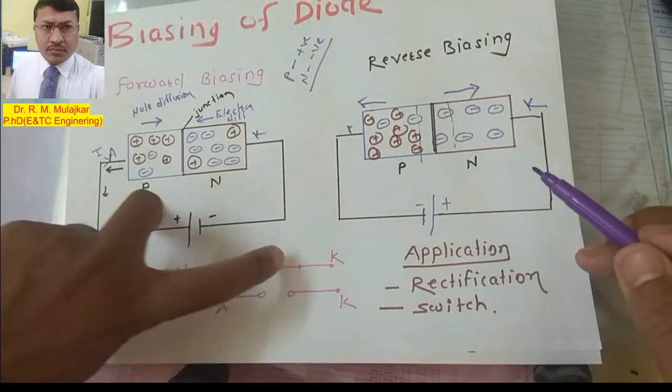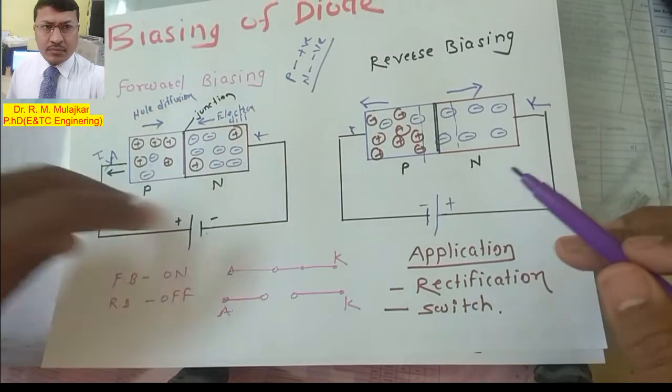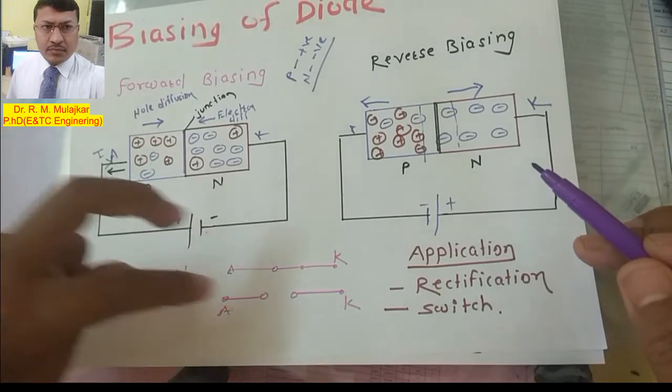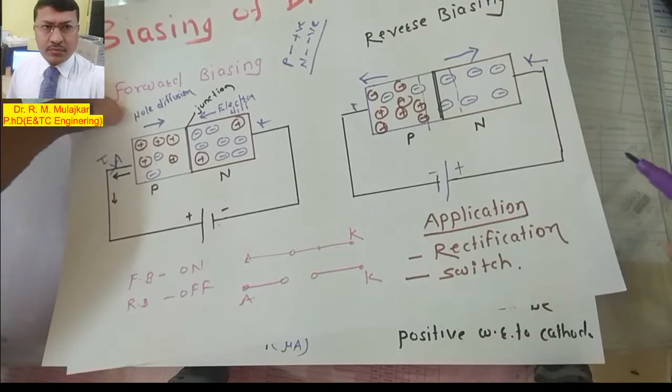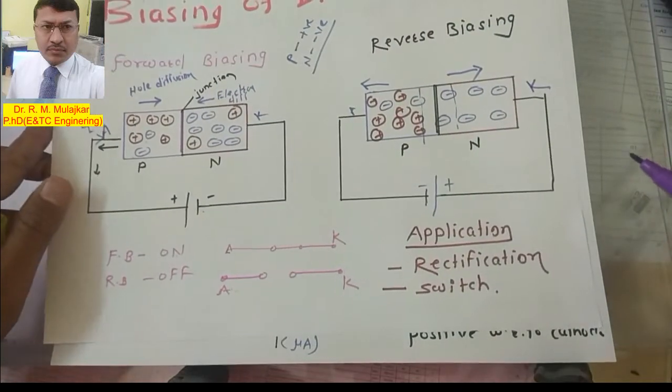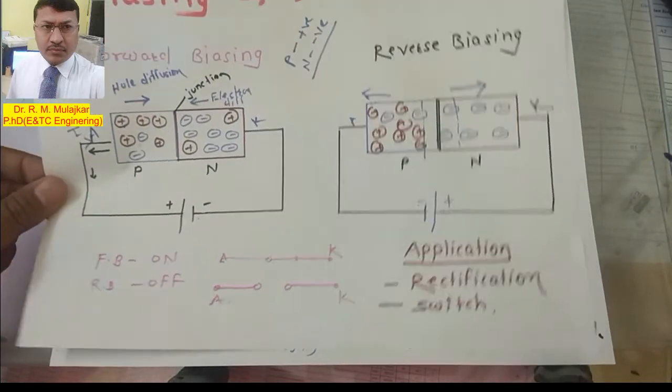So forward bias works like a closed switch, and reverse bias works like an open switch. The main application of the diode is rectification and switching. So this is about the construction of the diode and biasing of the diode.